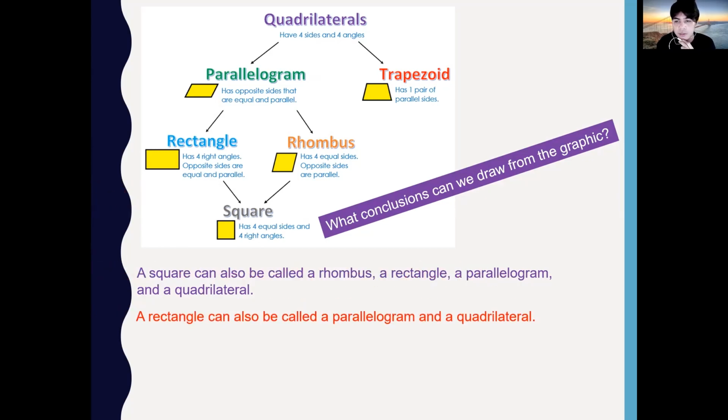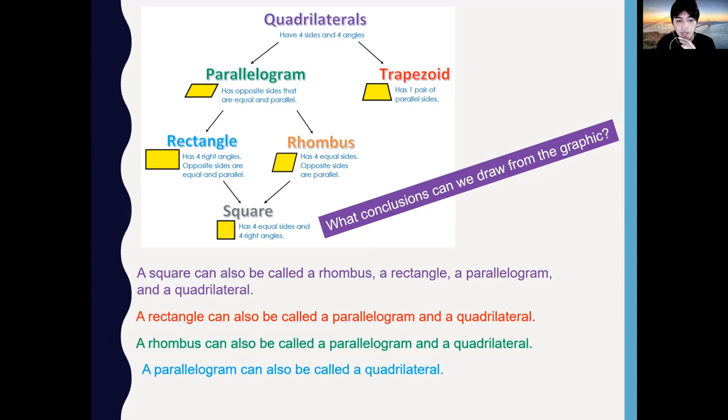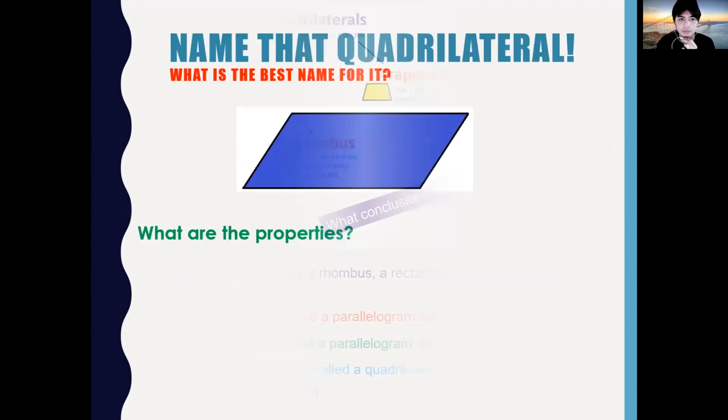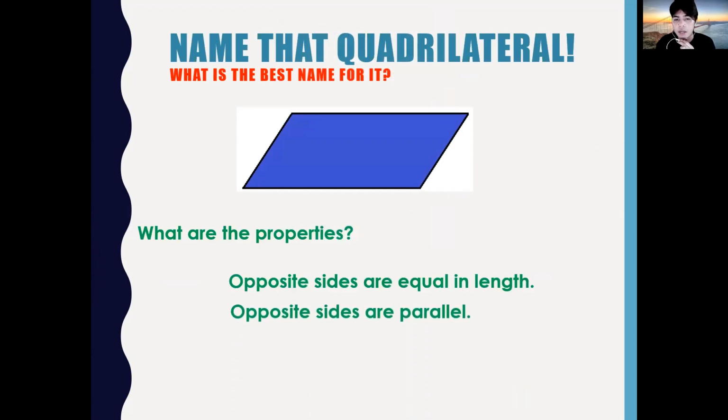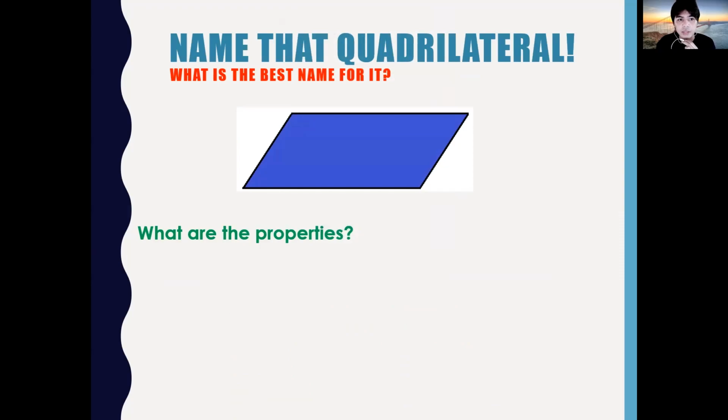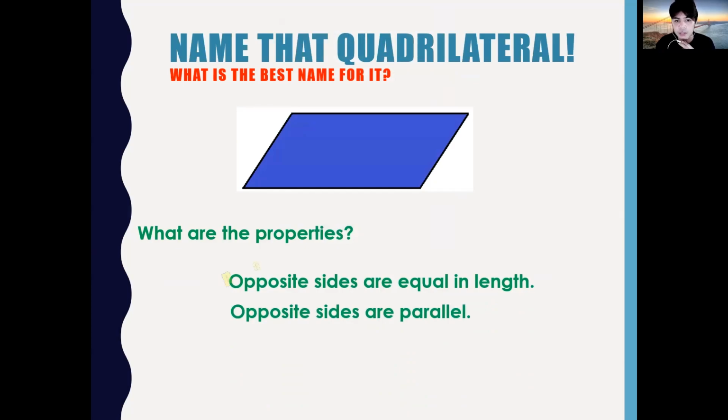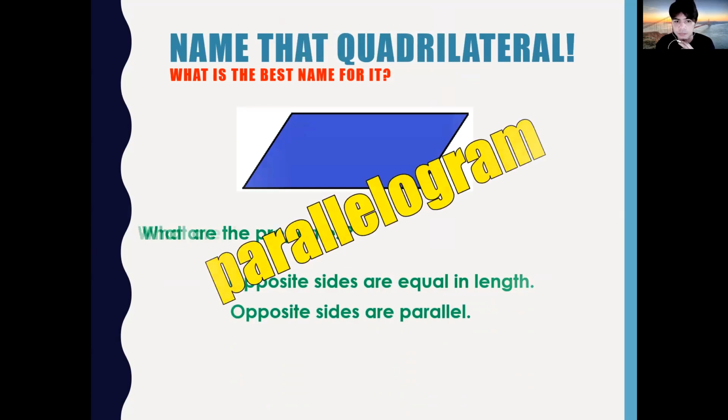Then a rectangle can also be called a parallelogram and a quadrilateral. A rhombus can also be called a parallelogram and a quadrilateral. A parallelogram can be called a quadrilateral, and a trapezoid is a quadrilateral. So now let's proceed. Name the quadrilateral. What is the best name for it? What are the properties? Opposite sides are equal in length. You look at the figure. Opposite sides are parallel. So that is a parallelogram.